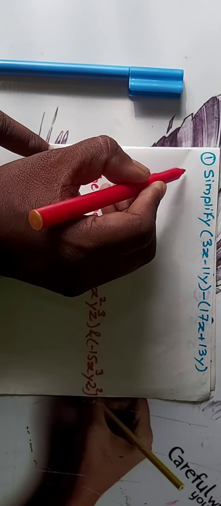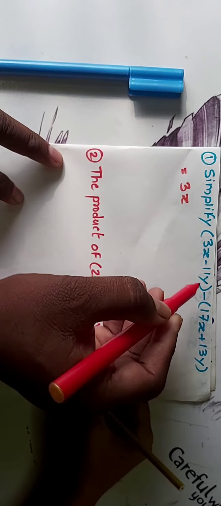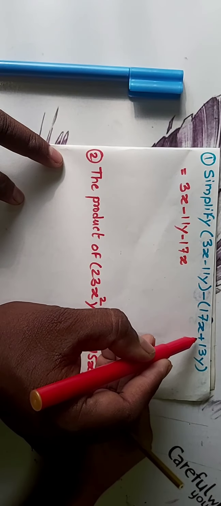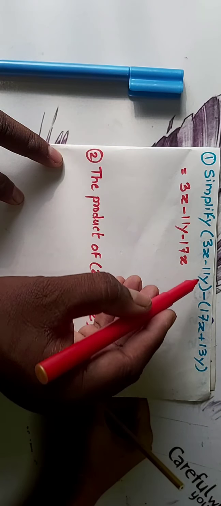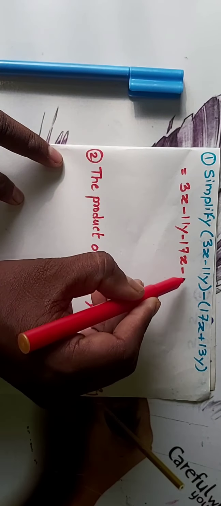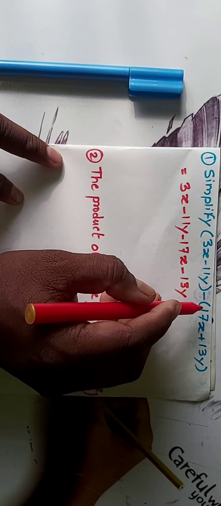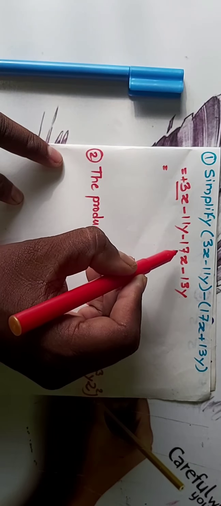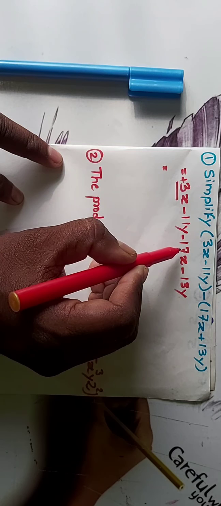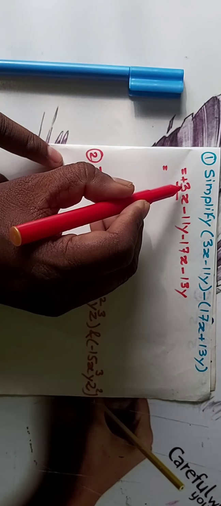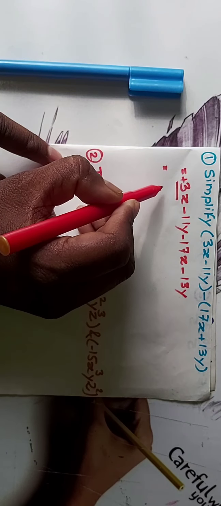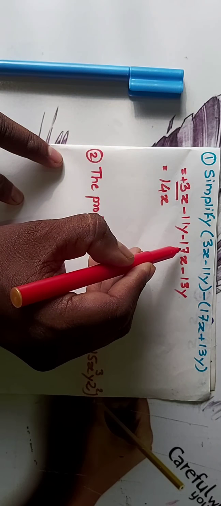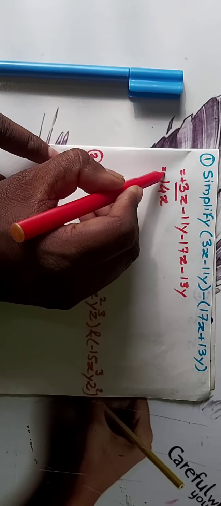Now, this is equal to: first we will remove the brackets, 3x minus 11y minus 17x, and here we have to change the sign, plus becomes minus 13y. Now students, plus 3x and minus 17x, so plus minus minus, 17 minus 3 is 14x, and we have to give the bigger number's sign. Here the bigger number is 17, so we give the minus sign.